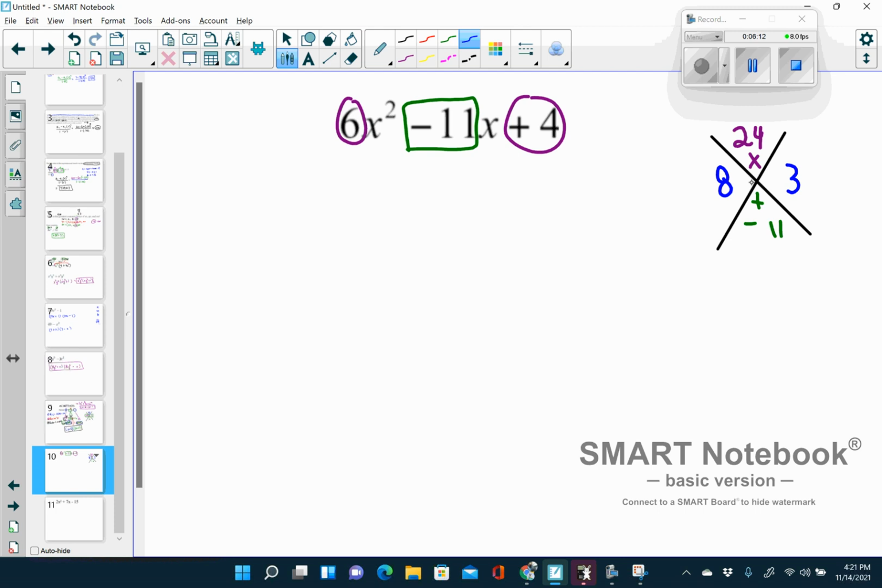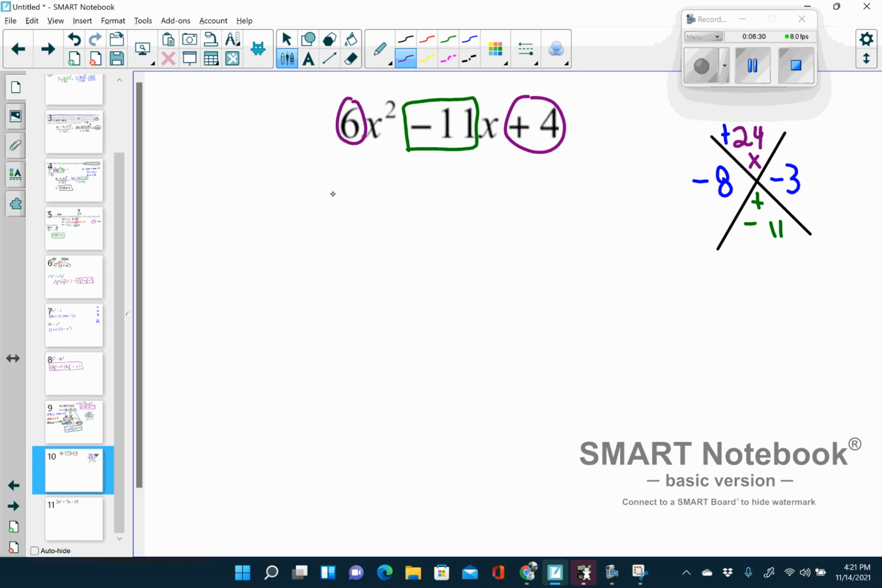They have to multiply to give you a positive number. So 8 times 3 does give you positive, but they don't add to give you a negative 11. So I know that both my signs have to be negative, because a negative 8 plus a negative 3 is equal to negative 11. And a negative 8 times a negative 3 is equal to positive 24.